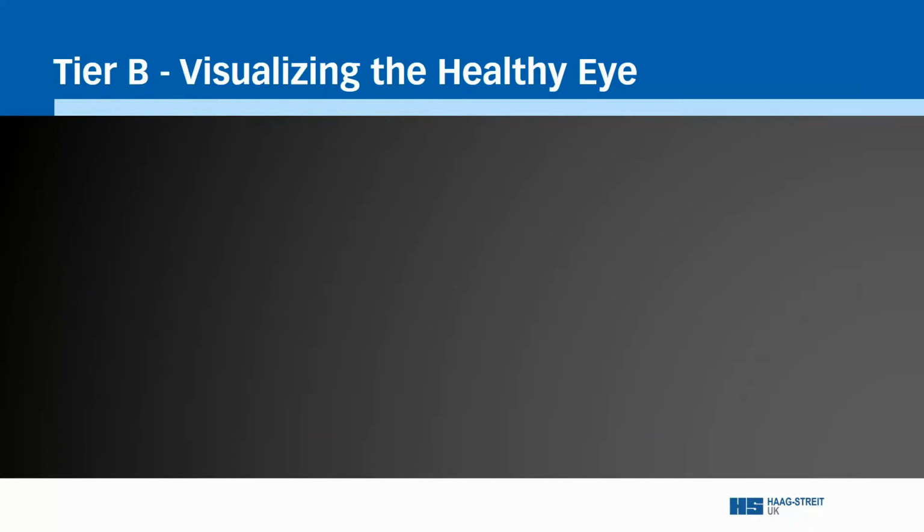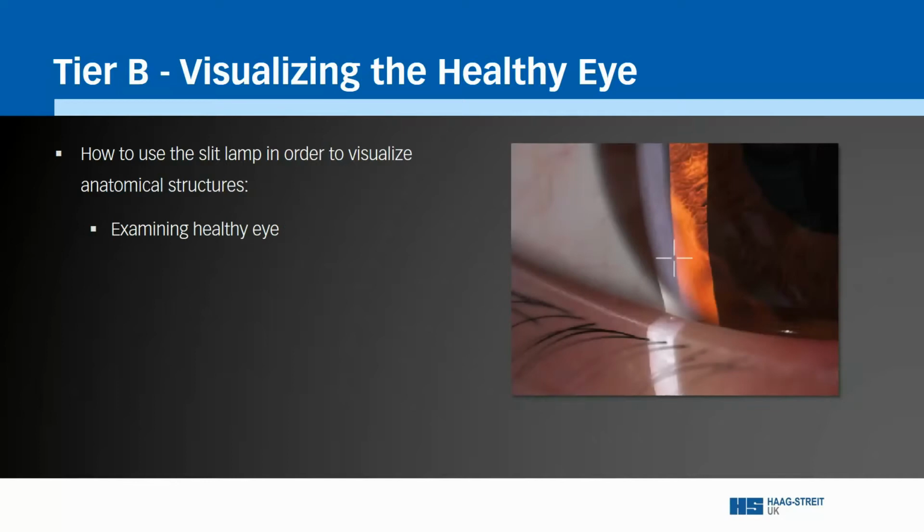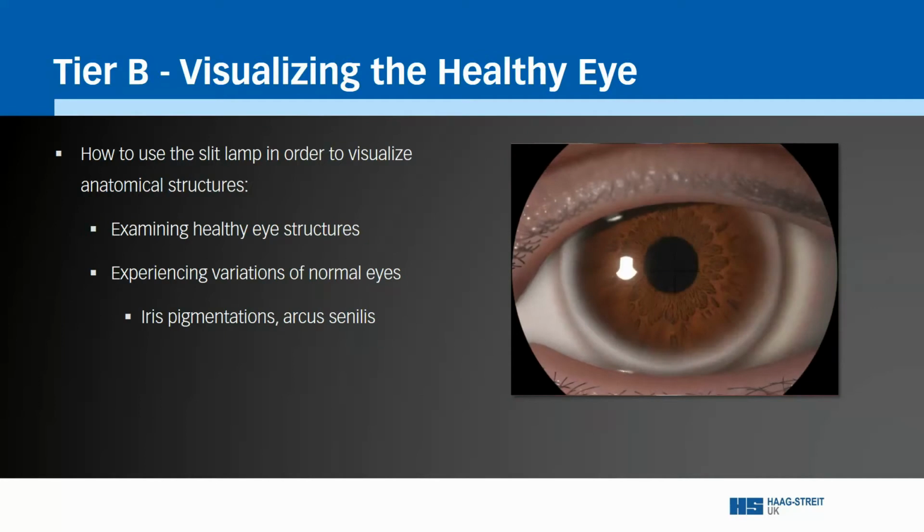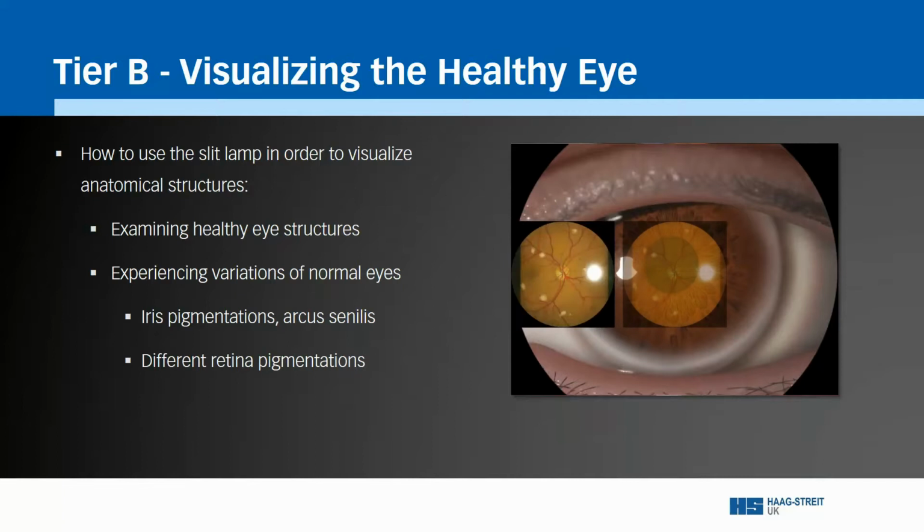Tier B introduces the simulated healthy eye, focusing on the visualization and examination of normal, healthy structures. This tier also introduces the concept of normal variations, including different iris pigmentations, unusual appearances such as arcus senilis, different retina pigmentation, and anterior chamber angles and structures.